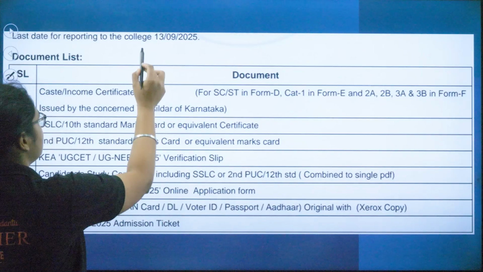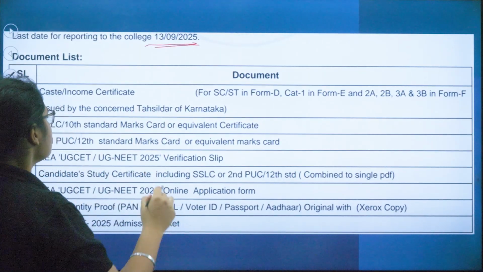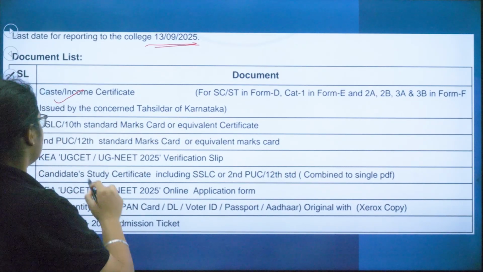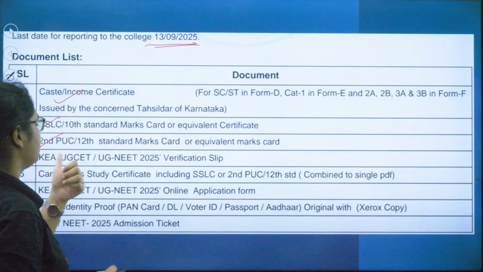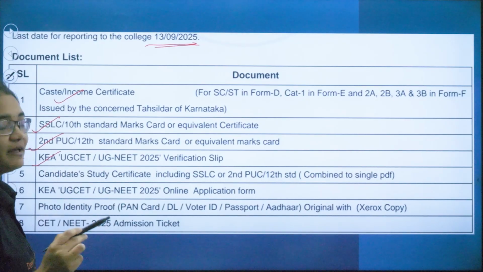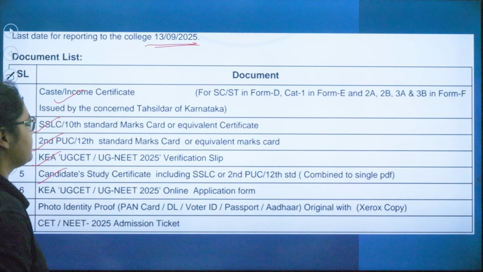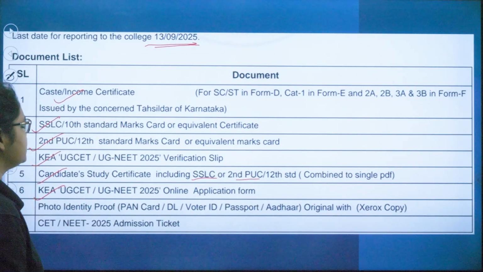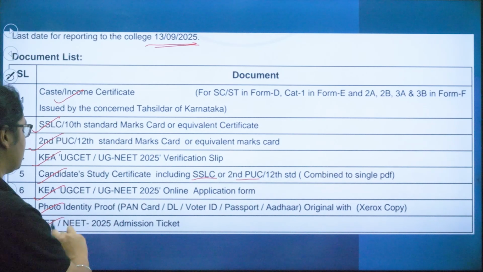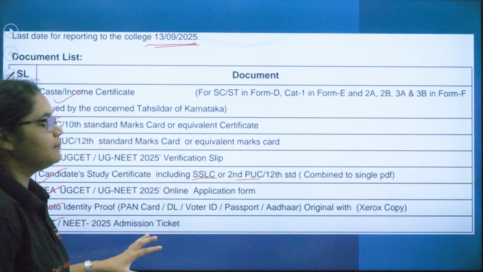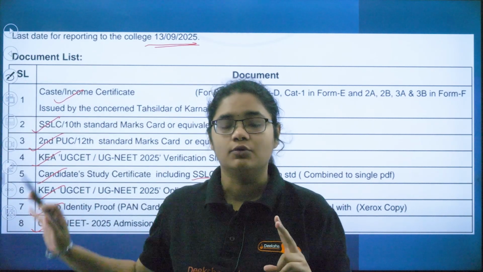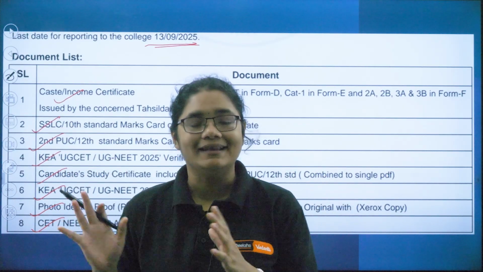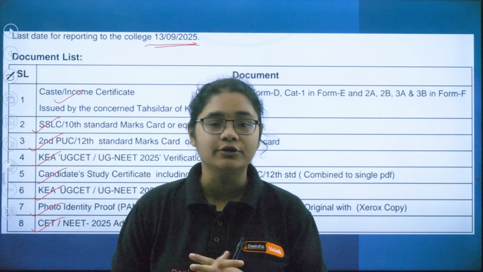Next, what we have here is the documents to be carried. This is very important, and the last date to report to the college is 13th of September. The documents are: caste and income certificate for SC/ST candidates, SSLC 10th certificate, second PUC certificate, KEA UGCET verification slip, that is your confirmation slip, study certificate including SSLC or second PUC, UGCET and UGNEET online application, photo identity proof, and admission ticket. Please make sure you take at least 2 Xerox copies, the original documents, and all the soft copies should also be on your phone to carry to the college for admission.